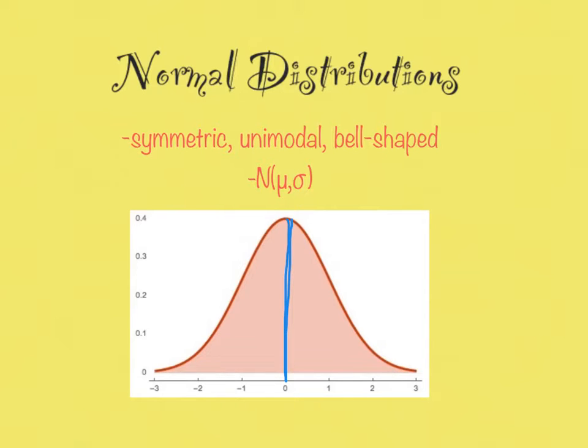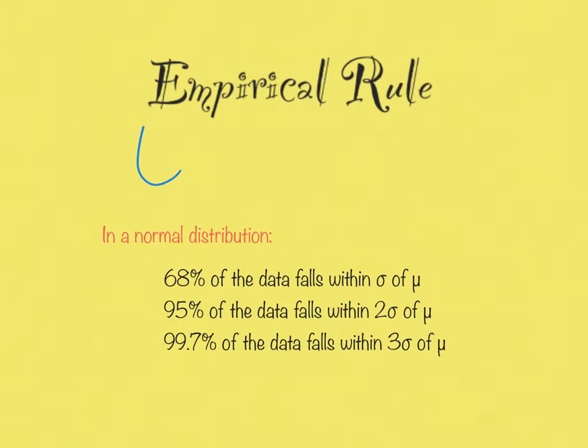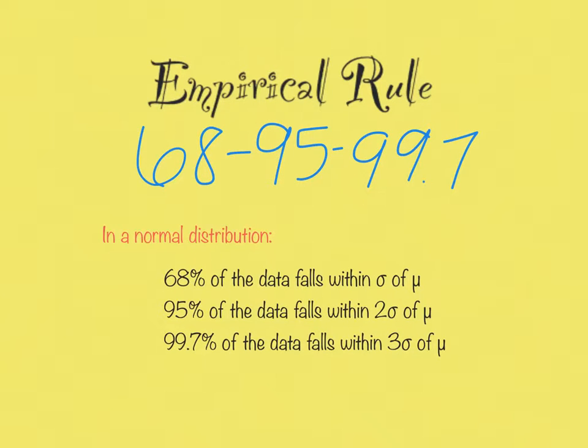Does everybody remember the empirical rule? Say it with me now. 68, 95, 99.7. Yay! This just means that 68% of all the data falls within one standard deviation of the mean, 95% of all the data falls within two standard deviations of the mean, and 99.7% of the data falls within three standard deviations of the mean. To check for outliers, if it's outside two standard deviations of the data, then it's definitely an outlier. And if it's outside three standard deviations, then it's an extreme outlier.